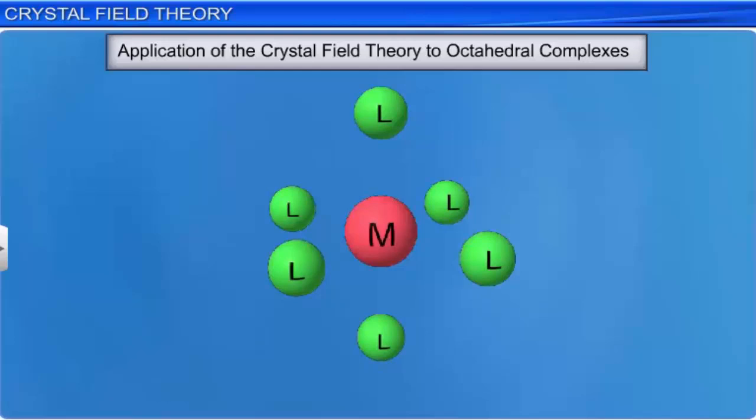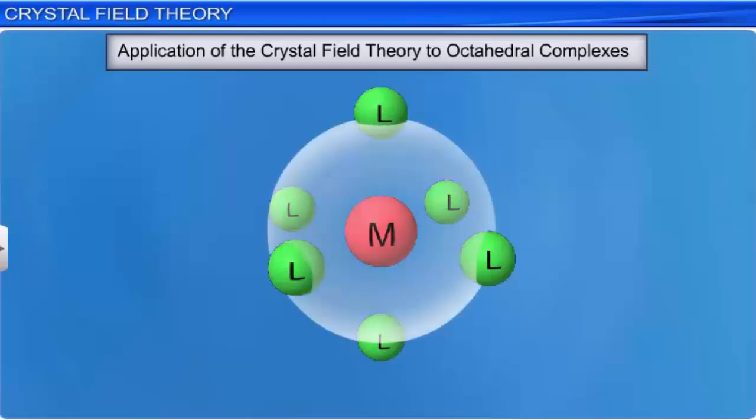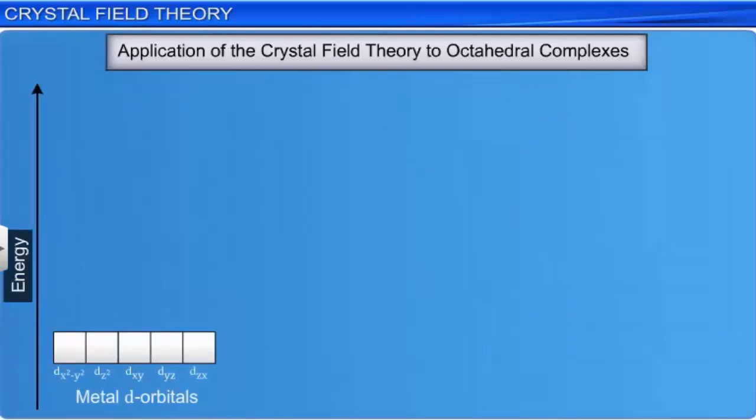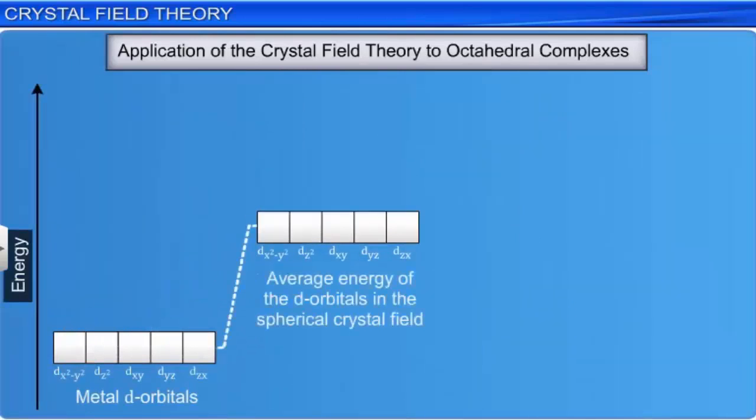In the first step, it is assumed that the ligands approach the metal ion spherically, that is, at the same distance from each d orbital. At this stage, the energy of all the d orbitals is raised by the same amount. That is, the 5 d orbitals still remain degenerate. The average value of the energy of the d orbitals at this stage is taken as 0, and this is called the Barycenter.